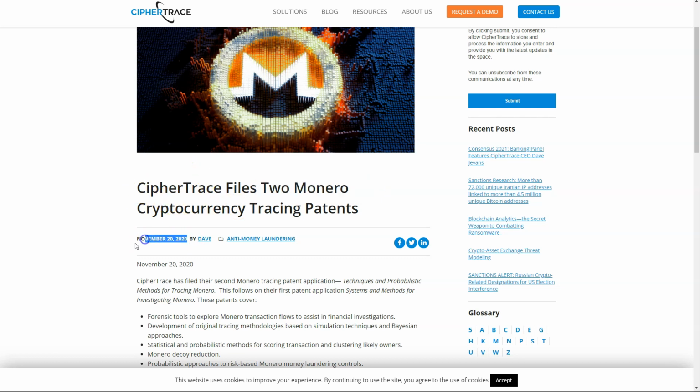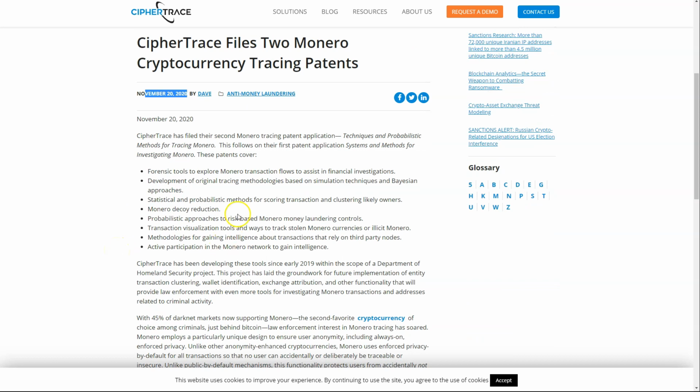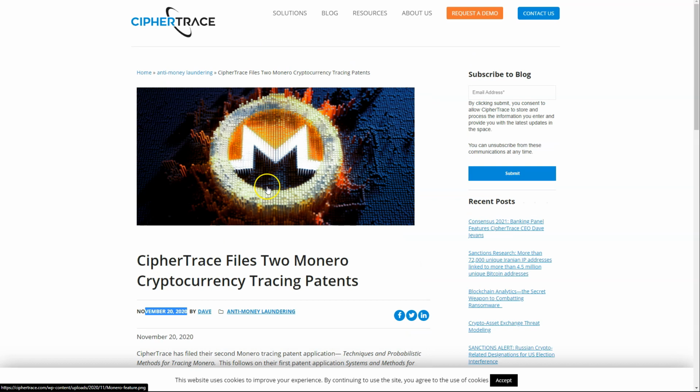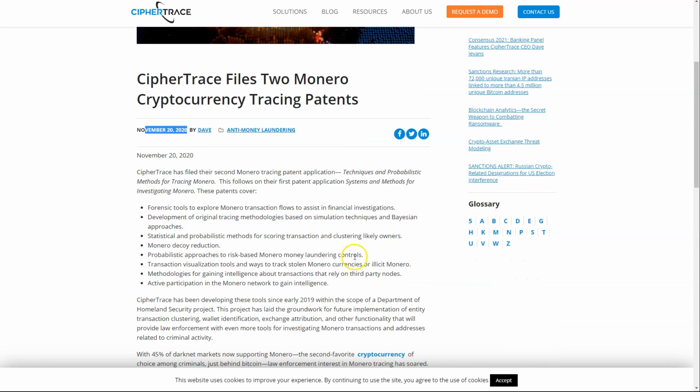And it's also worth looking at, is Monero traceable, right? CipherTrace said in November 2020 they have 2 patents for this. Now you can try to trace Monero by looking at the nodes or having your own nodes. You can also use things like dust attacks to try to track the encryption through the transactions. But thus far, I'm not aware of any super strong traceability for Monero that's reliable.